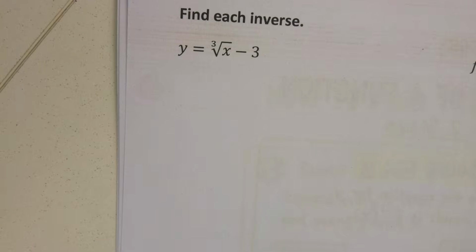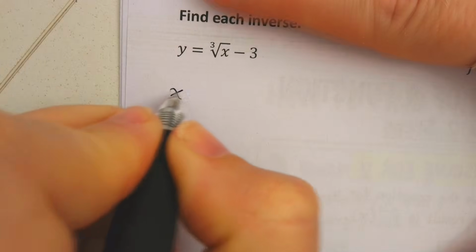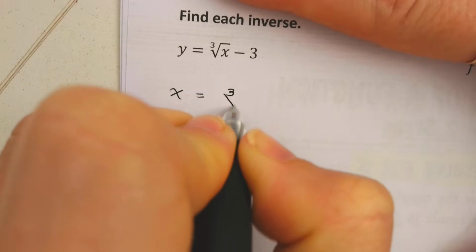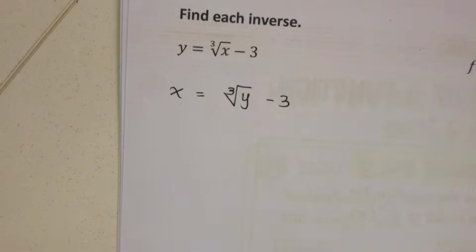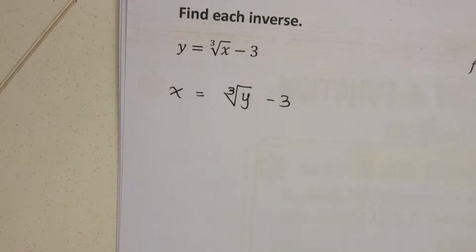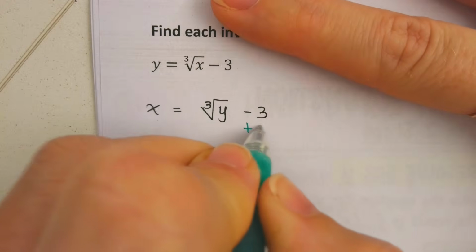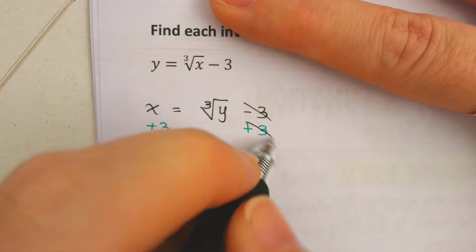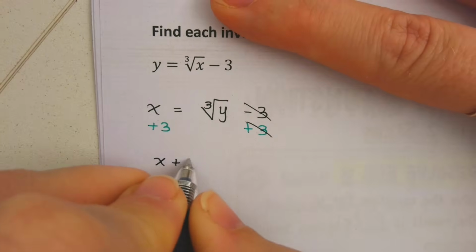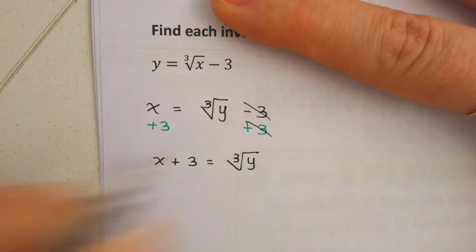Our steps are still the same. Okay, my step 1 on this one will be to swap my x and y. So we'll have x equals cube root of y minus 3. Okay, so first step, swap your x and y. Second step, work on re-isolating that y. My first thing I would do would be to add 3. And we get x plus 3 equals cube root of y.